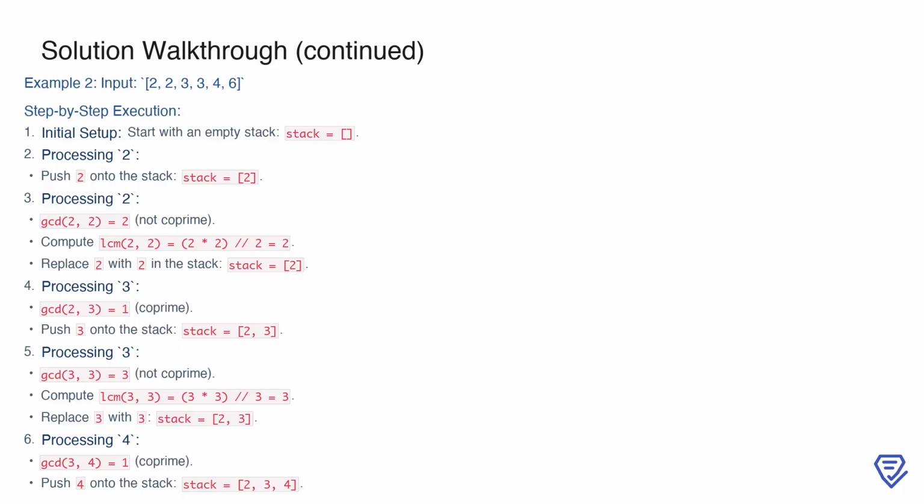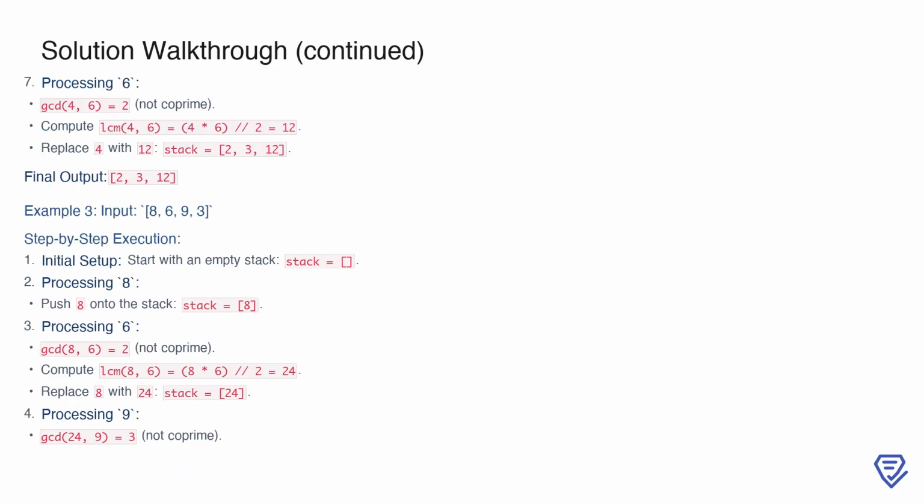Next, we process 3. The GCD of 2 and 3 is 1, so these numbers are coprime. We push 3 onto the stack, updating it to 2, 3. For the second 3, the GCD of 3 and 3 is 3, meaning they are not coprime. We calculate their LCM as 3 * 3 // 3 equals 3, and replace 3 in the stack with 3, leaving the stack as 2, 3. Now, we process 4. The GCD of 3 and 4 is 1, indicating they are coprime, so we push 4 onto the stack, resulting in 2, 3, 4.